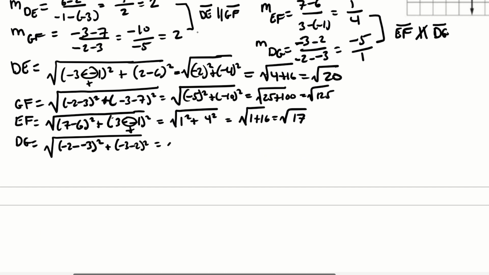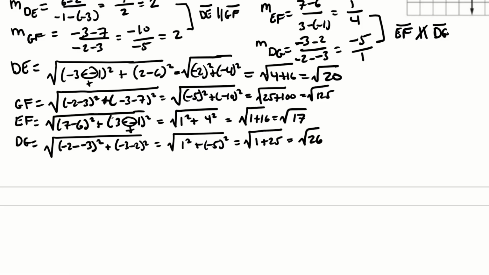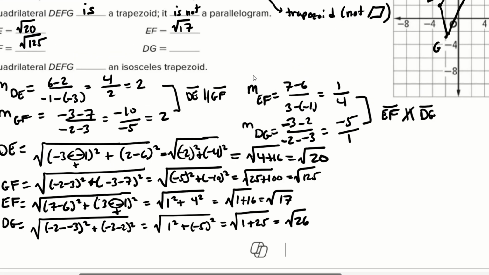Okay, negative 2 plus 3, that's 1. Negative 3 minus 2, that's negative 5 squared. So we get the square root of 1 plus 25, which is the square root of 26. All right, so we see that by doing the distances, none of them are actually the same length.